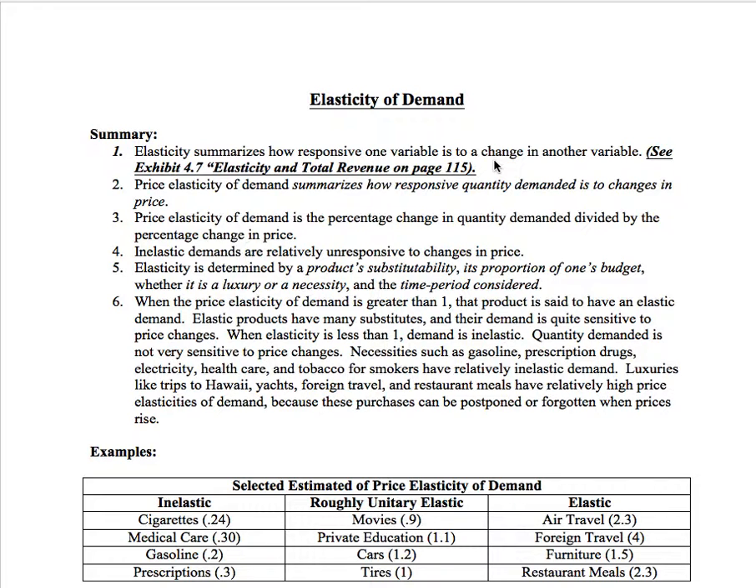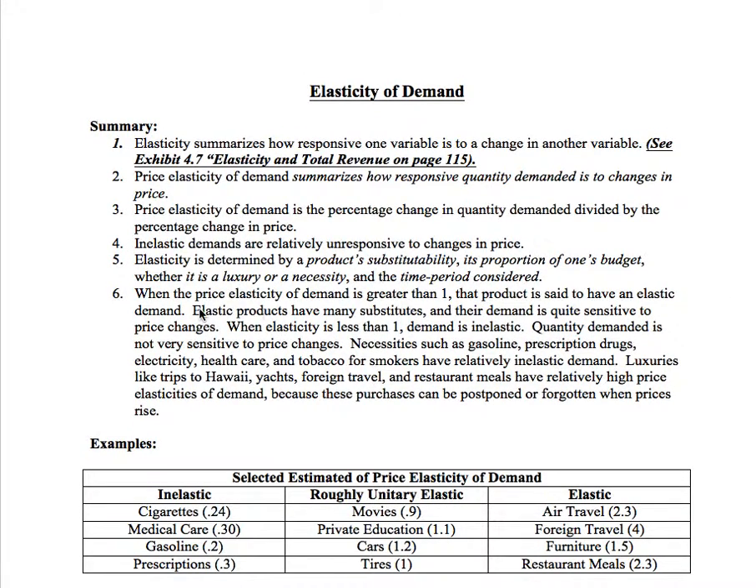So one of the things we want to know, as I pointed out here, is that price elasticity of demand is the percentage change in quantity demanded divided by the percentage change in price. As I pointed out, there's an equation that I use and I want you to use for this week's assignment over elasticity of demand. Coming down here, as I already pointed out, when the price elasticity of demand is greater than 1, the product is said to have an elastic demand.